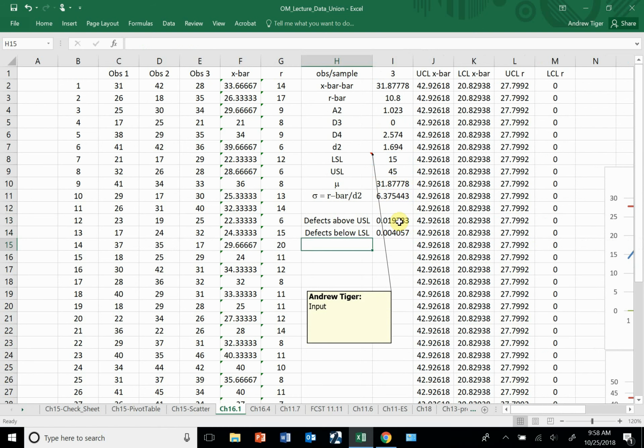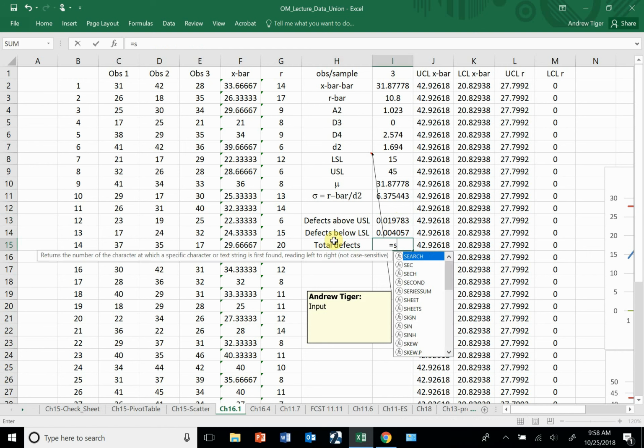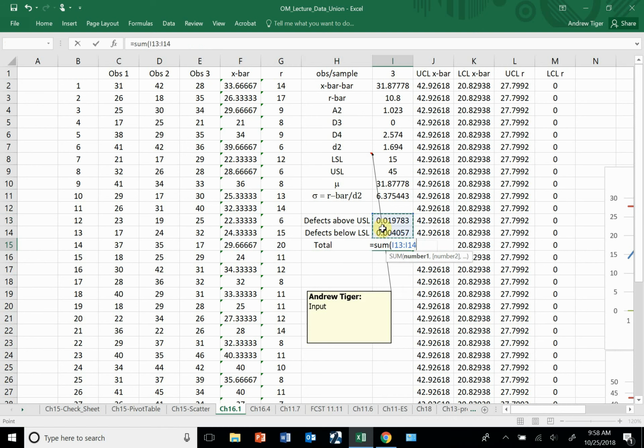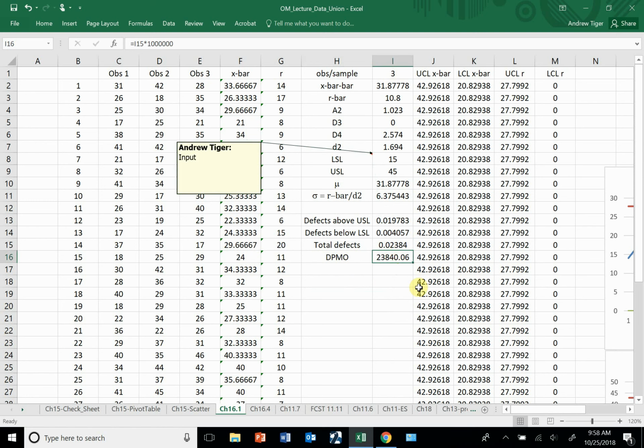So I've got about 2% of the stuff above spec and about 0.4% below the lower spec. The total defects percent, or area probability, is just the sum of those. Now, a new term is the defects per million opportunities. That's equal to this area multiplied times a million. That's the number that we would report as our process capability.